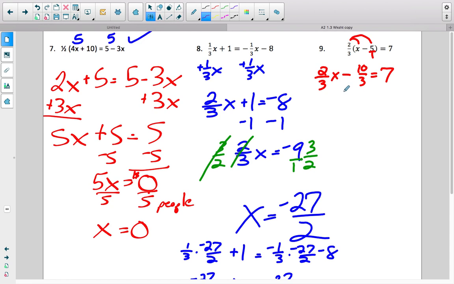From here, just like we were doing on the first couple of this assignment, we undo subtracting first. So I'm going to add 10/3 to each side. Now here's where we probably need to stop and figure out what this is going to be.